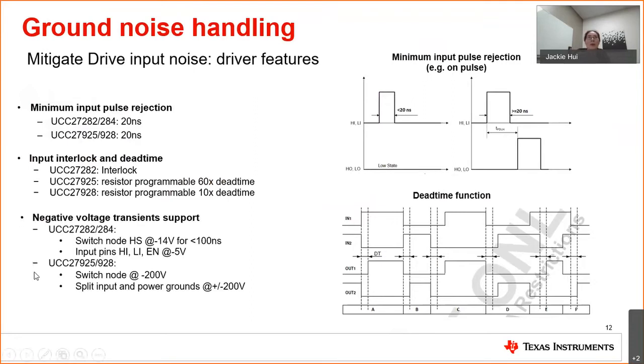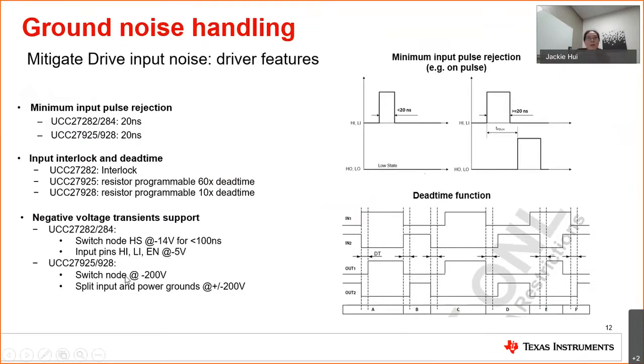The third type of feature set, in our newer type of driver, is good negative voltage transient support. This is to protect the driver from malfunctions or damage because of the ground noise. For example, the UCC27282 and 284 have a switching node tolerance down to minus 14 volts for less than 100 nanoseconds. Its input pin is also able to support down to minus 5 volts.